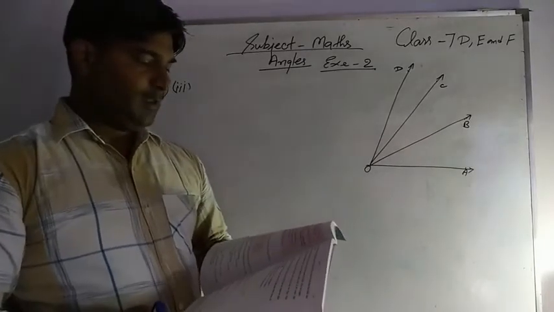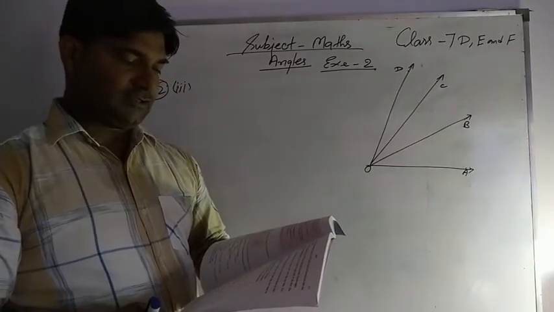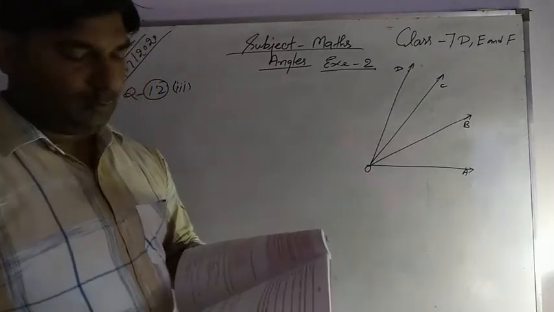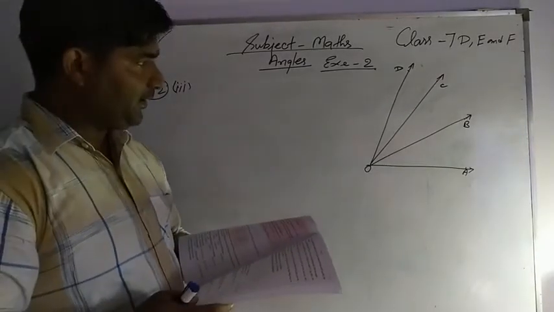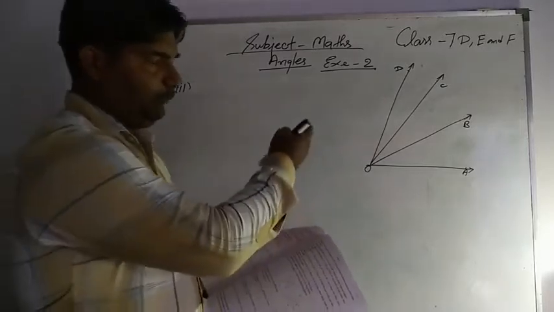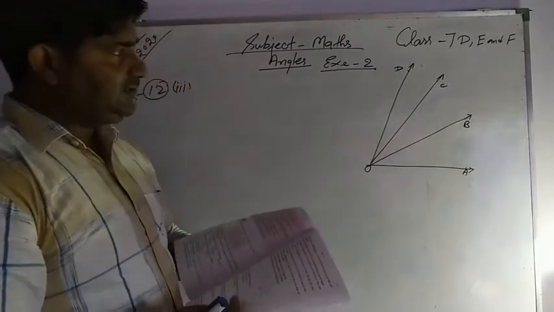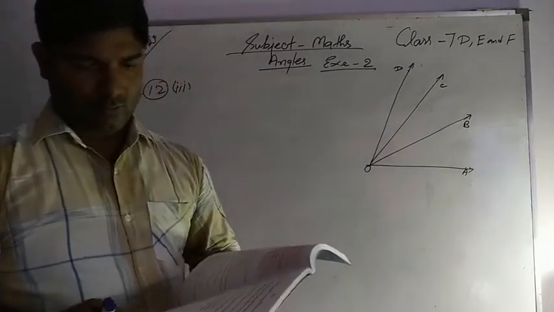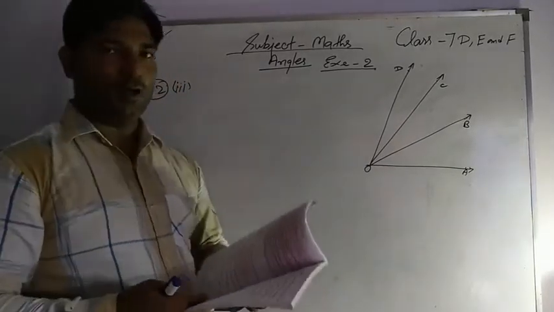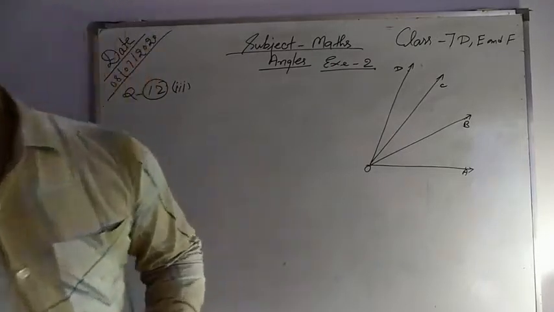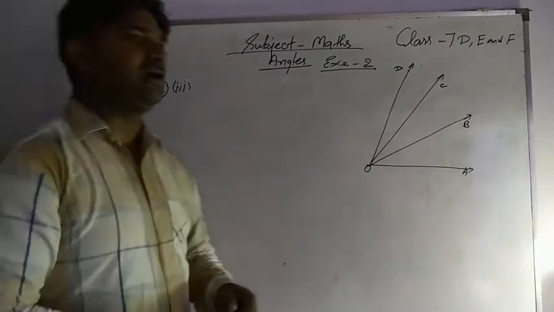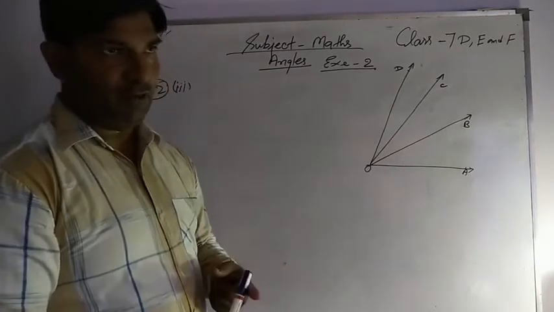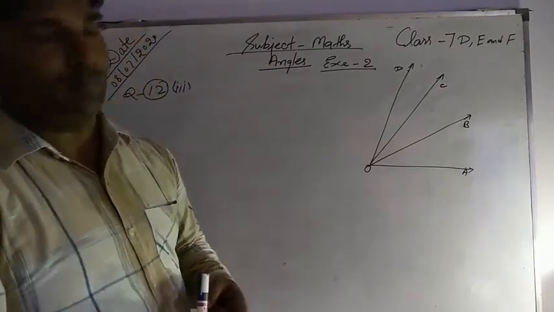Look at the question. Name all the pairs of adjacent angles in each of the following figures. I am going to explain the third part of question number 12. I have drawn the figure, and in this figure we are going to find the adjacent angles. Look here how we find the adjacent angle. By definition, you know that two angles are said to be adjacent if they have the same vertex and one arm common.